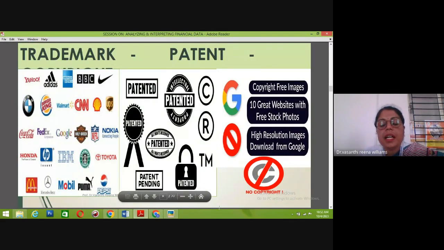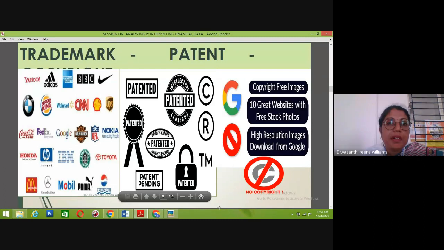Yeah, these are examples of trademarks and patents. Okay, so you've seen Yahoo, Adidas, BBC, and then Nike, Shell, CNN, Walmart, Coca-Cola, FedEx, Google, Mobil, Puma, Pepsi, McDonald's. See, these are all trademarks, and they are well-known trademarks. So if I want to sell a product, say supposing I start a food joint and I want to sell it along the lines of McDonald's, and I call it Miso Donald or something like that, I can't do that because these are trademarks which have already been registered.